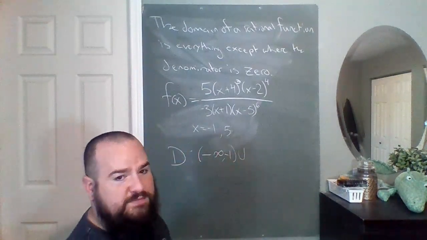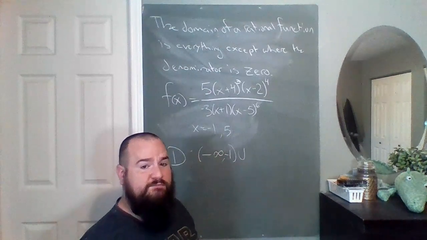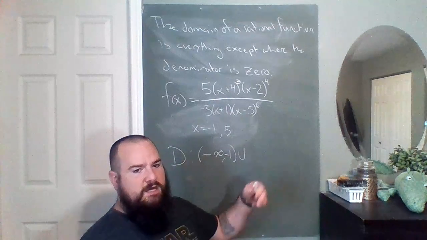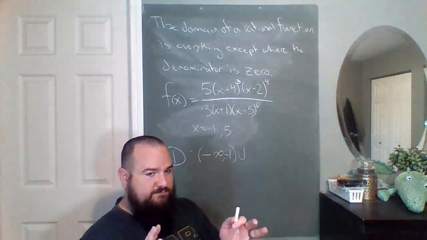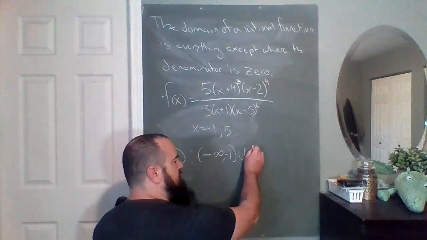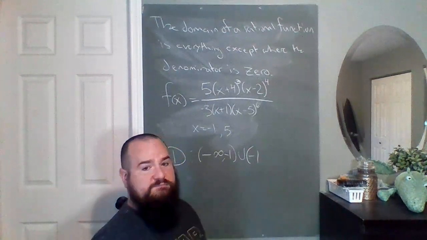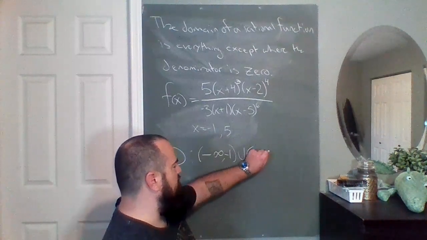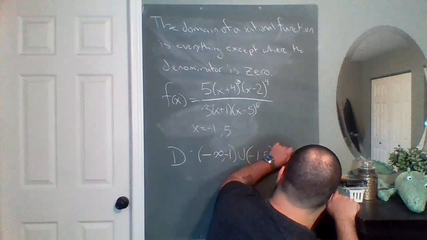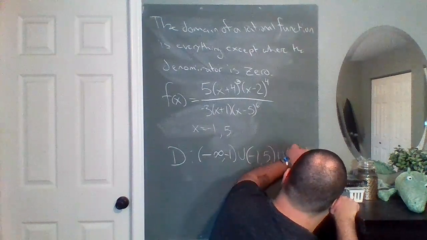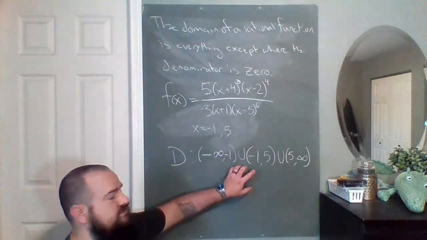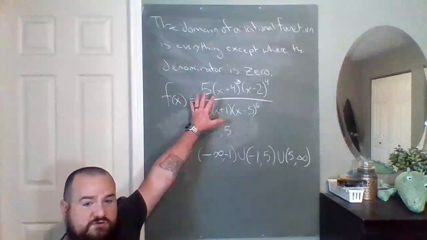Now, here's a very common mistake that people will make: they'll say, okay, my next time I'm good is after 5, so they'll start here at 5 and go to infinity. But what happened to everything between there? When we're eliminating just a single number, we eliminate it by stopping at it and then starting back up at it. So we go from -1 to 5, and then from 5 to infinity. So this is the domain of this rational function.